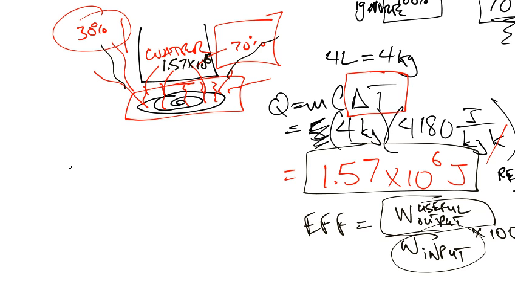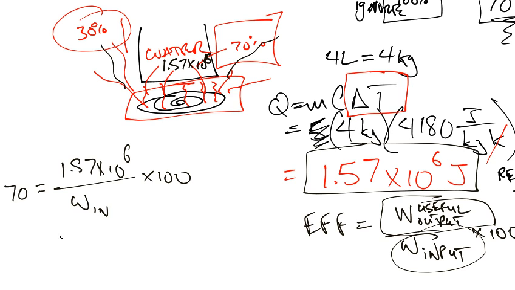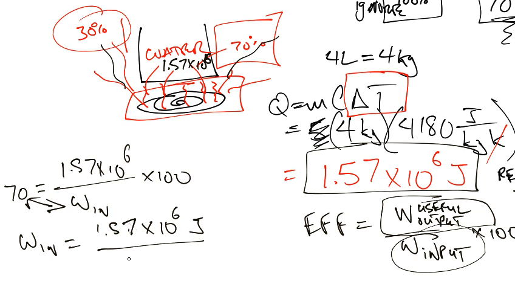Here we go. 1.57 times 10 to the power of 6 divided by W in times 100 equals 70. Easy. Then what you do is you just swap these two guys, right? And you say W in equals 1.57 times, oops, sorry about that. My pen got stuck. Let me erase this for a second. Okay, so that's 1.57 times 10 to the power of 6 joules divided by 70 times 100.